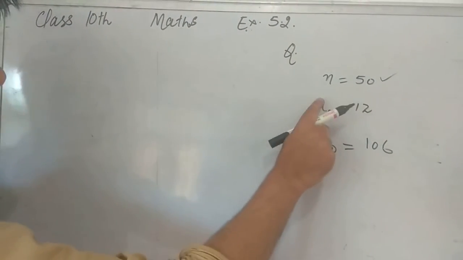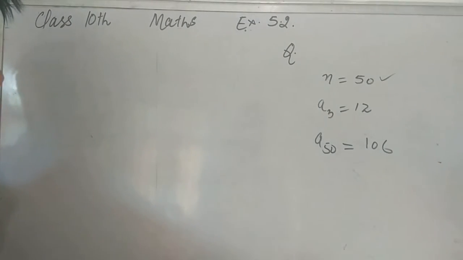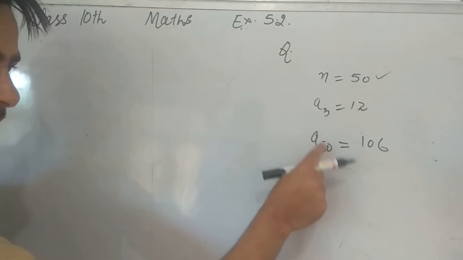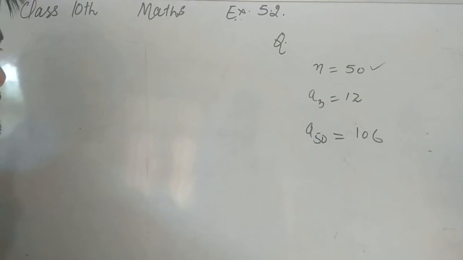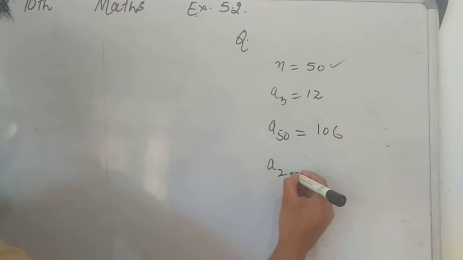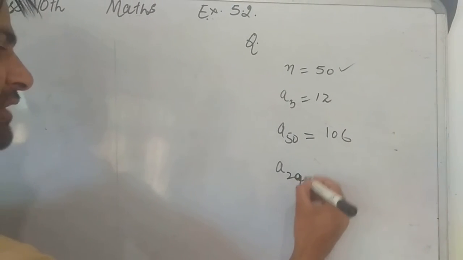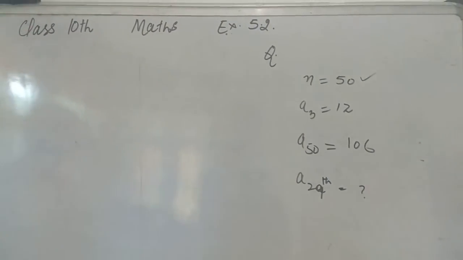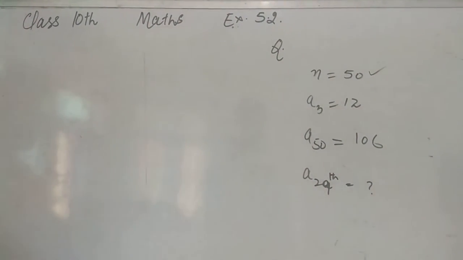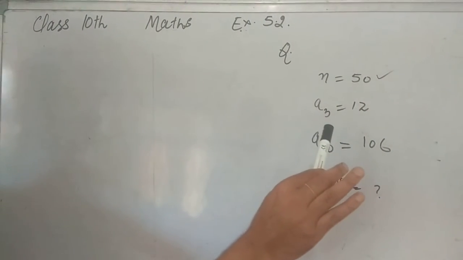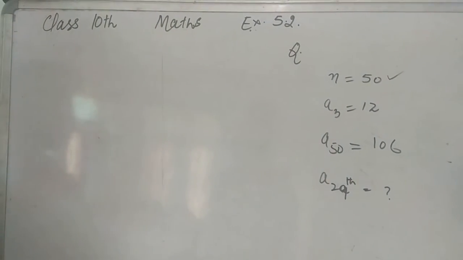And उसी arithmetic progression की third term है 12, और उसकी last term means A50 दैट इज इक्वल टू 106. We have to find its 29th term. 29th term तब आएगी जब हमारे पास इस arithmetic progression की पहली term यानी a और इसकी common difference हमें पता हो.